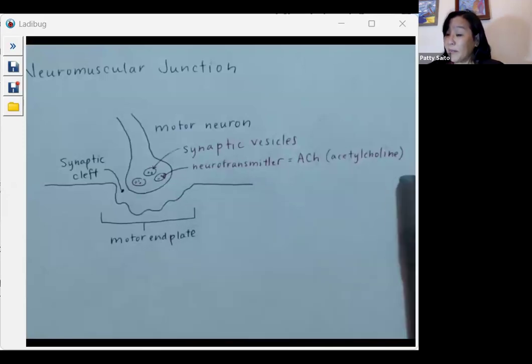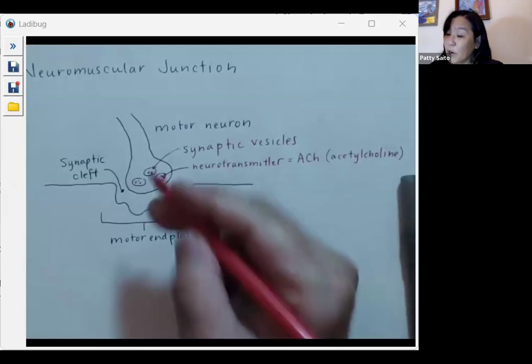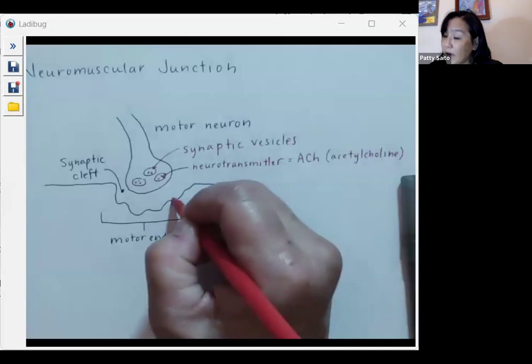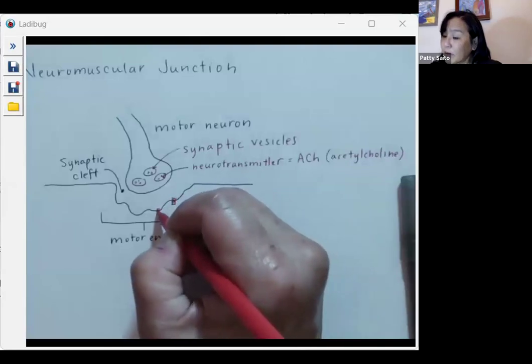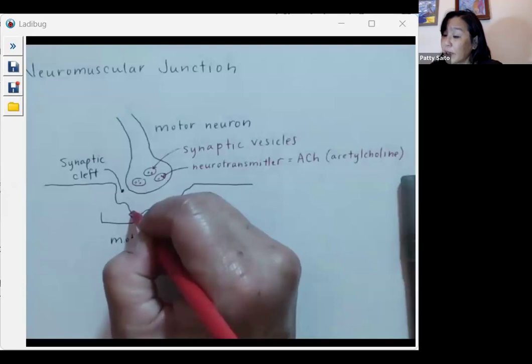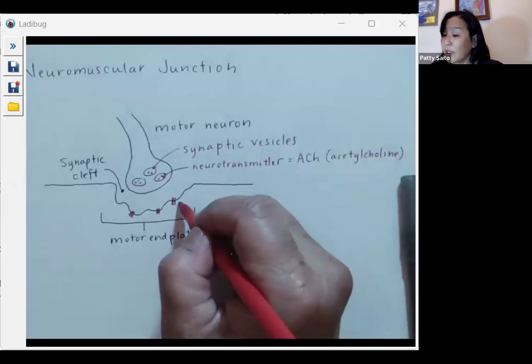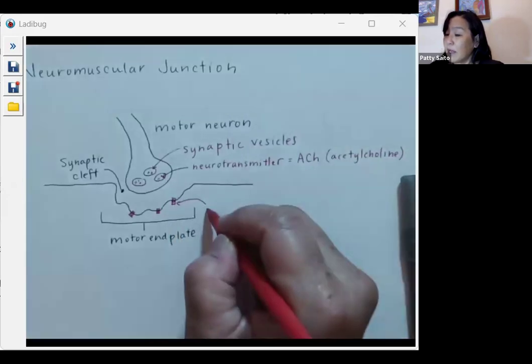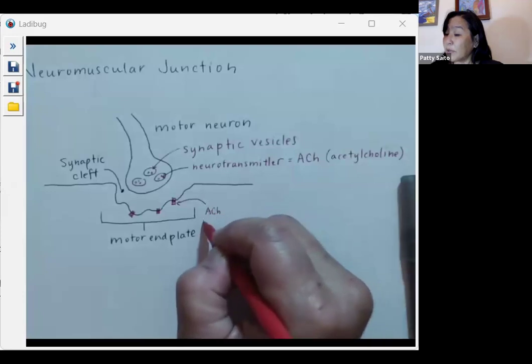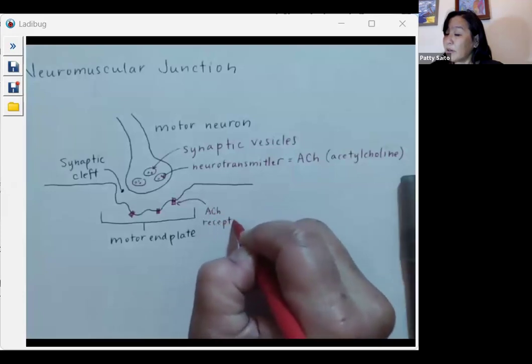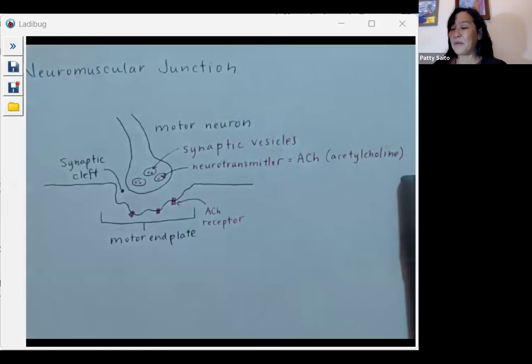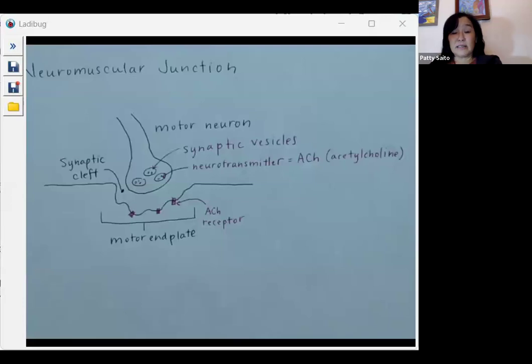Now within the motor end plate, we have receptors here that are very specific to that particular neurotransmitter. So this is called the acetylcholine receptor. All right, I hope you're getting a vision of what's going to happen. How do we get information from a nerve or neuron to the muscle?